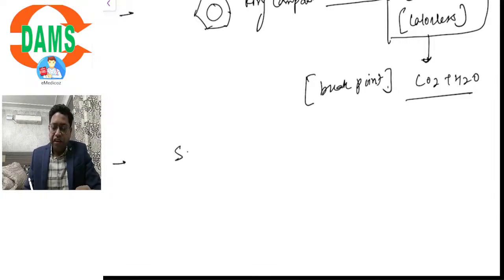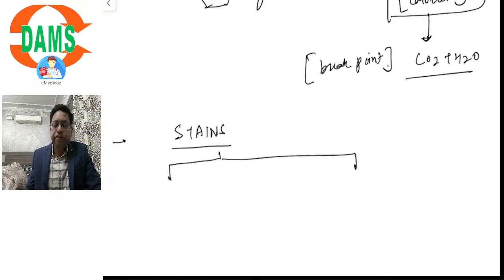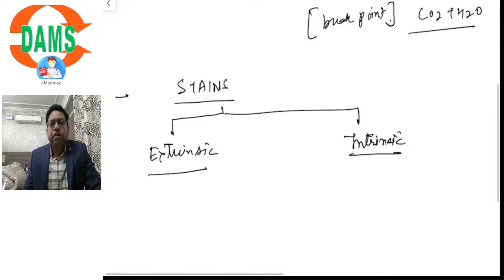So, if we talk about stains for which we do the bleaching treatment, two principal categories of stains are there: extrinsic, which are very common, and intrinsic stains. Extrinsic and the intrinsic stains.